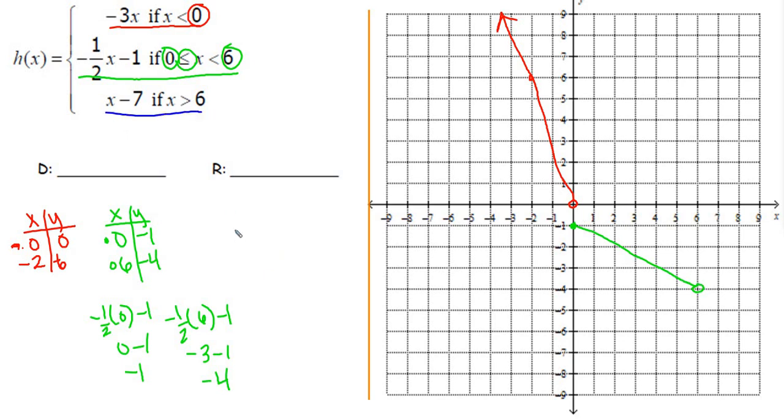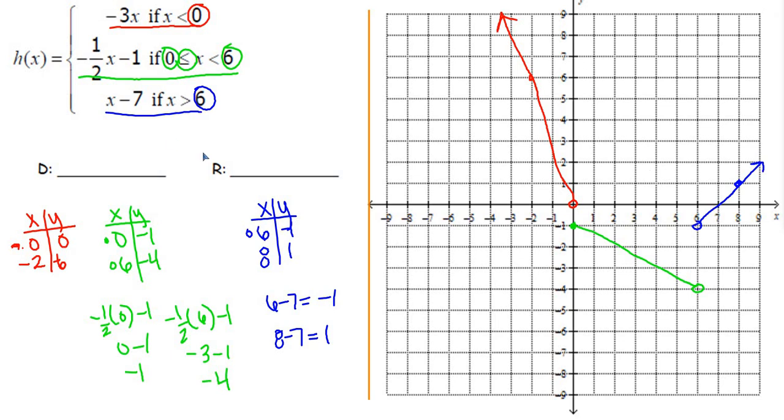We have our last equation. Again, the first point that I'm going to plug in is that 6, and it's not equal to, so it's going to be open. So I have 6 minus 7 is -1. And then I'm going to choose a value greater than 6. Let's do 8. So I have 8 minus 7, which is +1. So I have (6, -1) with an open dot, and then (8, +1), closed dot. Okay?